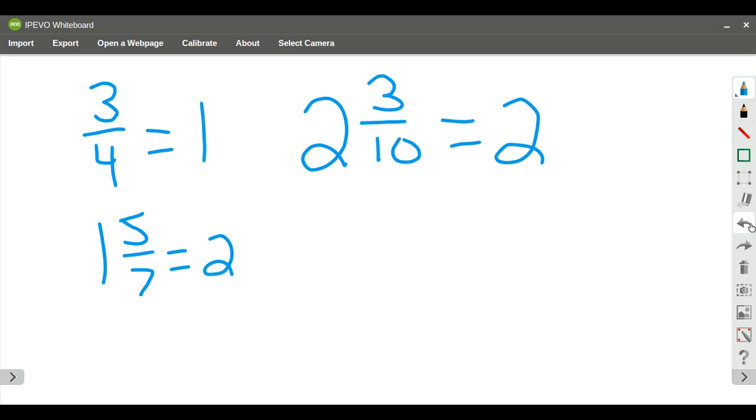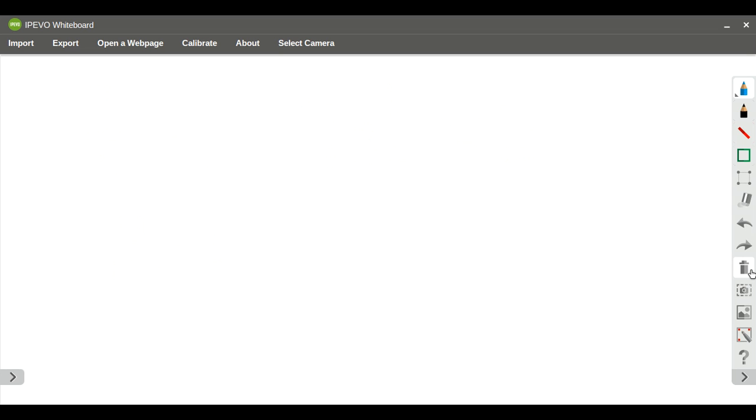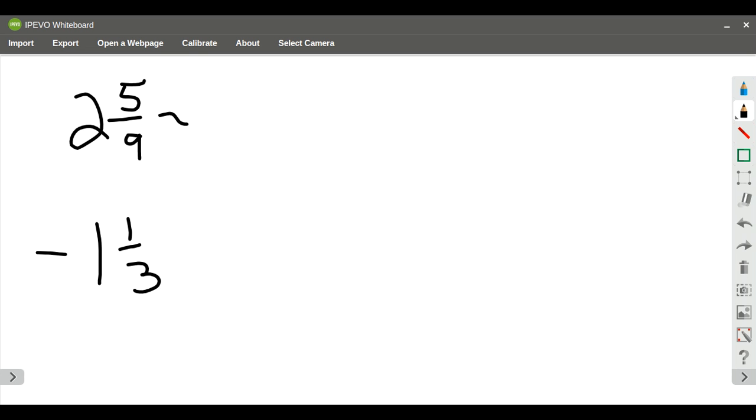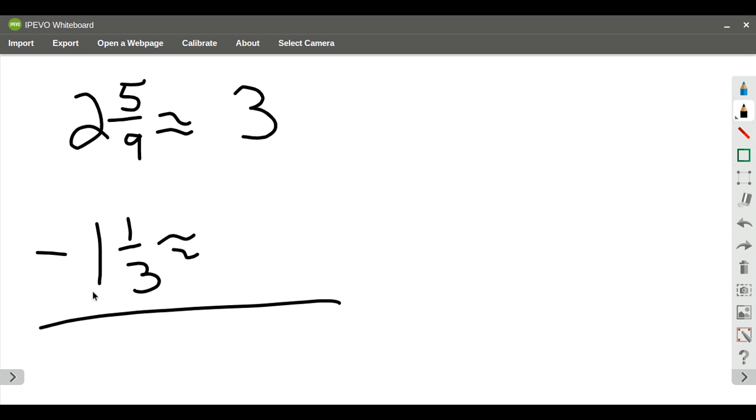Okay, now we're going to take the rounding and apply it to adding and subtracting mixed numbers. The first one that I have is 2 and 5/9, and I'm going to subtract 1 and 1/3. I always want to show that estimation, so you're always modeling your mathematical thinking so people can see what you're doing. All right, so 2 and 5/9, the 5/9 is going to be closer to a whole, so I'm going to round that up to 3. And then 1 and 1/3, I'm going to round that down to 1. And so 3 subtract 1, I'm going to get an answer of 2.